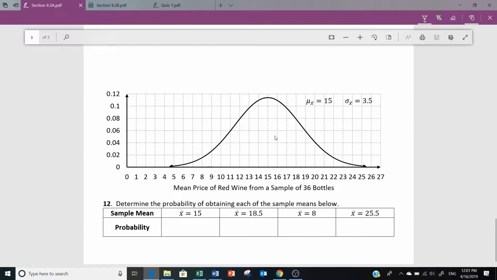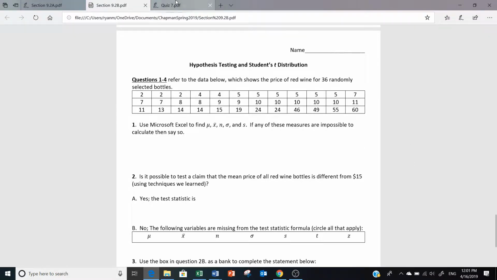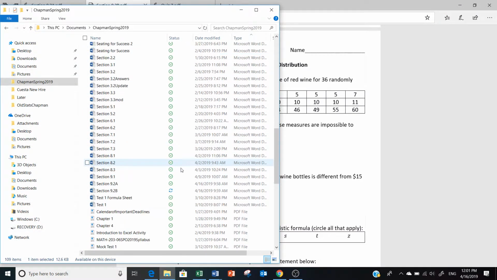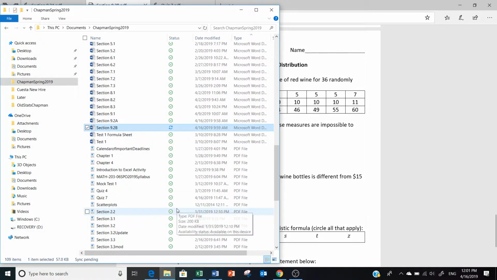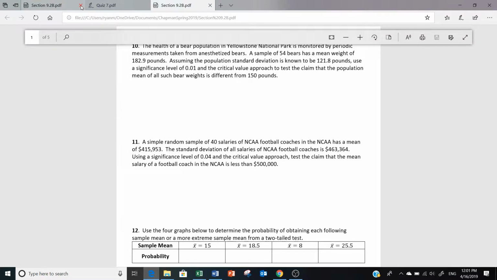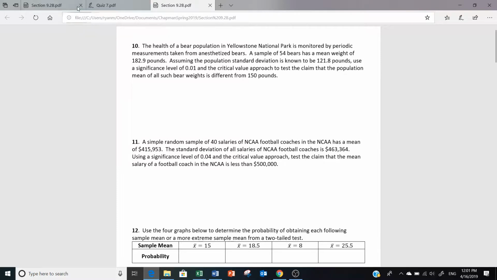Okay, so let's talk about the p-value approach. The p-value approach uses probability instead of z-scores to make conclusions. I'm in the wrong notes, I just realized. I need to be in 9.2b. Oh wait, this is 1.9. My bad. Here we go, 9.2b.